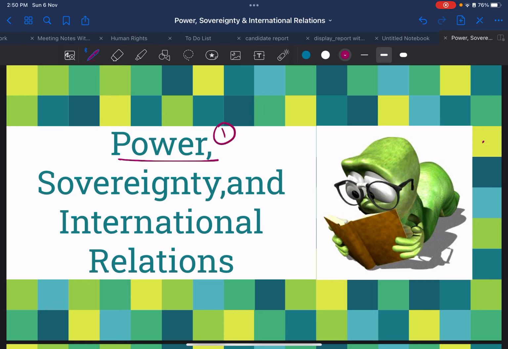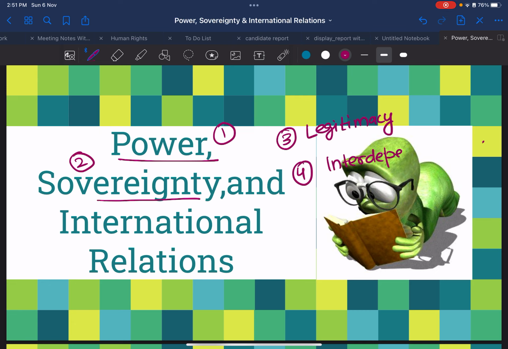First one is power. The second one is sovereignty. And the third one is legitimacy. Legitimacy, that's the third concept. And the fourth one is interdependence. This is the fourth key concept. So today we are going to take the concept of power. All right. So today we are going to study the concept of power.